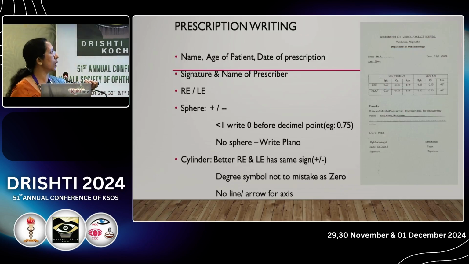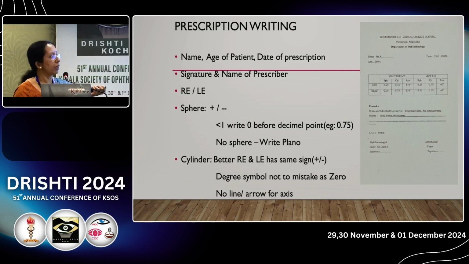So after all this, when you are handing out the prescription to the patient, what all things should be important? The name, the age, the date, the name and signature of the prescriber, the right eye, left eye, all should be properly seen. For the spherical lens and the cylindrical power, the plus or minus sign should be properly written. If the number is less than 1, always put 0 before the decimal. If you are not having any power, write it as plano. The sphere, if it is not having, write it as plano.